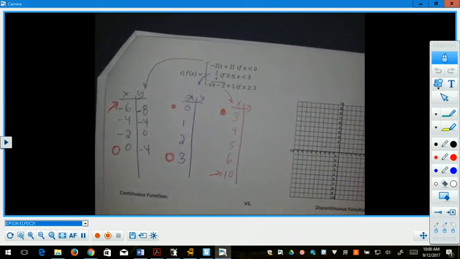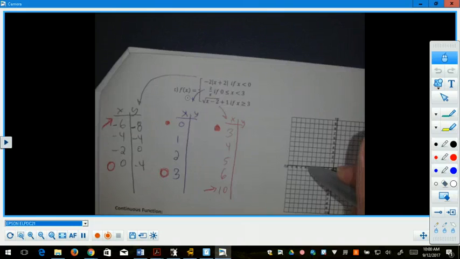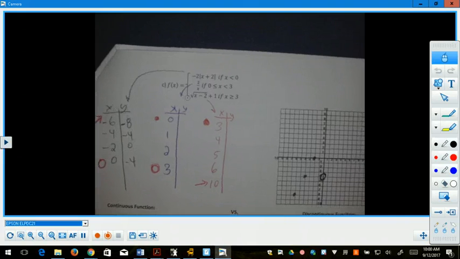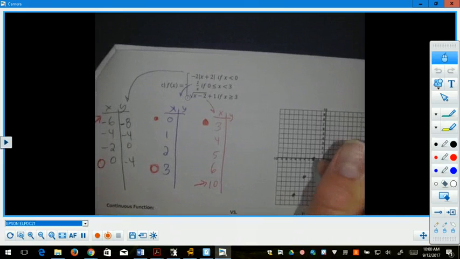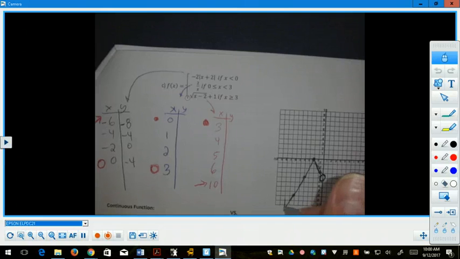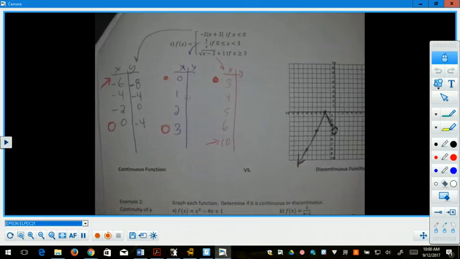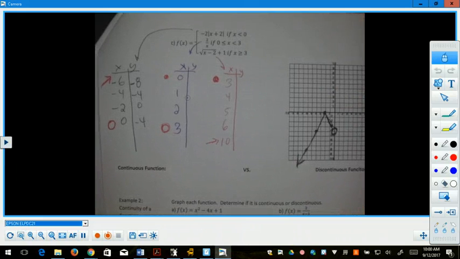So now I'm going to go plot those points. I've got -6, -8, -4, -4, -2, 0, and 0, -4, and I have to put an open circle there at 0, -4. I can connect these. We see the V shape that we expect, the upside down V, since it's got a negative lead coefficient. We connect our points. There's the first piece of our graph. It keeps going down and to the left based on those points. That one shouldn't have given you too many problems.